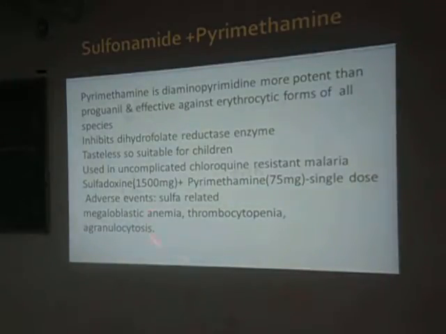So, adverse effects: megaloblastic anemia, thrombocytopenia and agranulocytosis. They are involved in inhibition of folic acid synthesis. Though the selectivity is there, still they can affect folic acid synthesis. There will be a lack of building blocks, so they can cause these reactions.